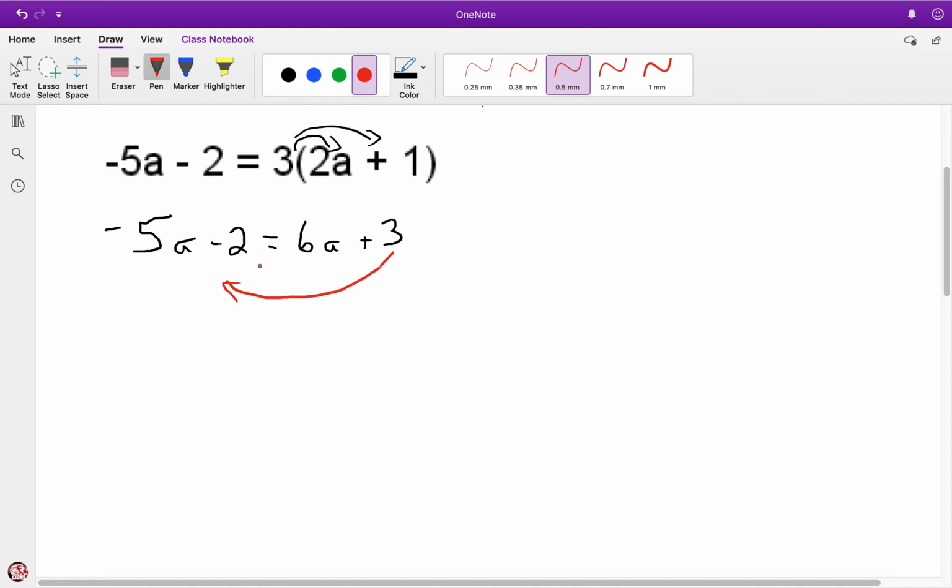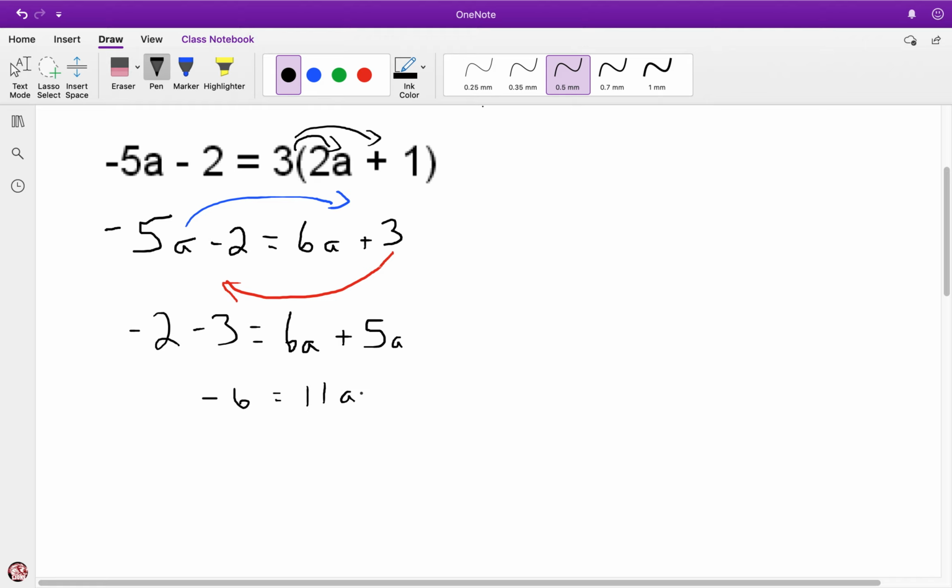So that's going to equal, now when I bring this over, I'm going to write the negative 2 down already, so that's already there. This is going to be minus 3, since it's going to switch signs. Then we're at 6a, and it's going to be plus 5a, since it was a negative over there. So this is going to be negative 6 equals 11a.